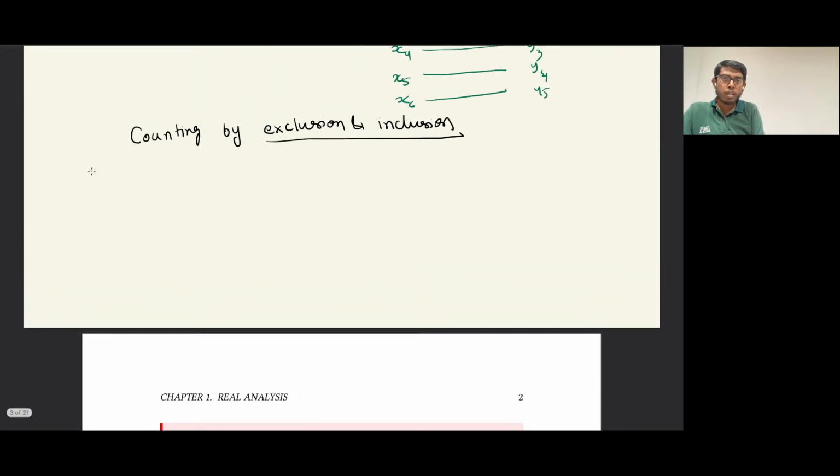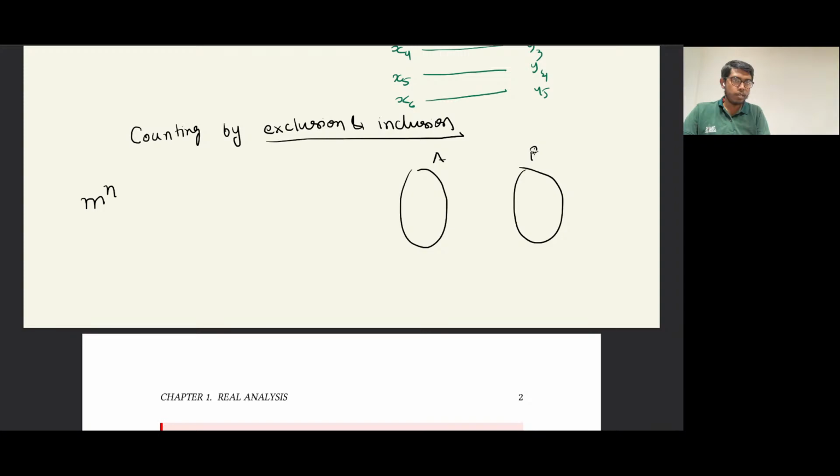So what I will do, I'll apply that trick. I'll start with the number of functions. So the total number of functions is m to the n. Now, if the function is not surjective, it means what? If it is A and it is B, it will miss some y in B. So if not surjective, this implies it will miss at least 1 point.